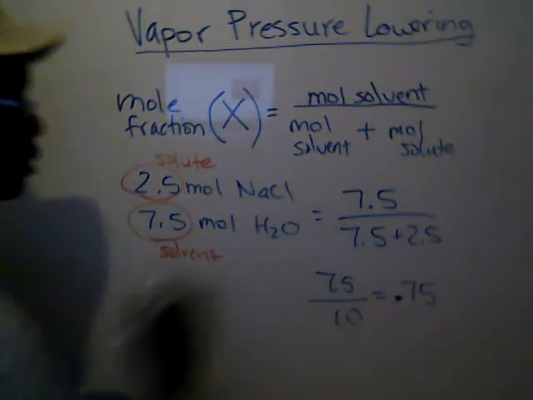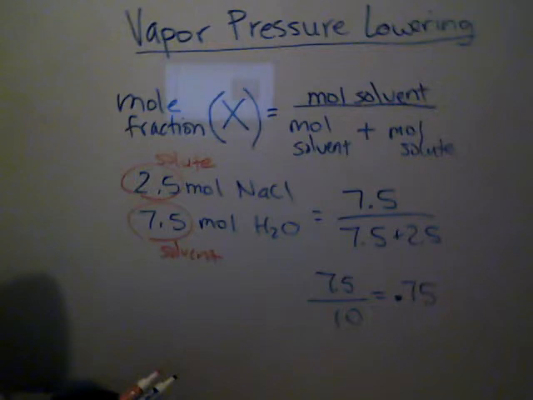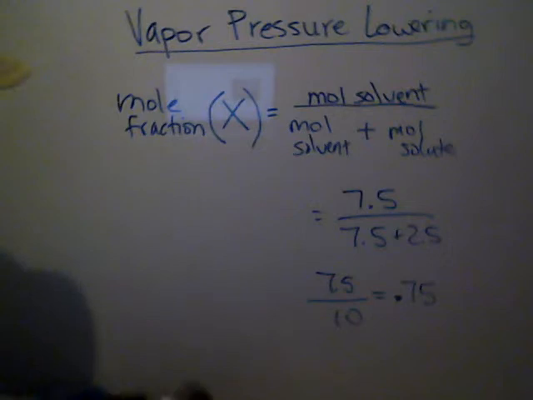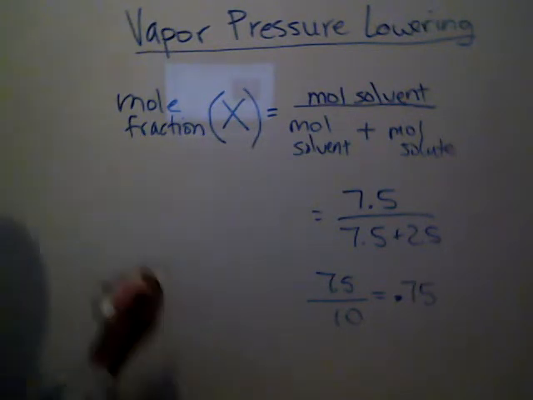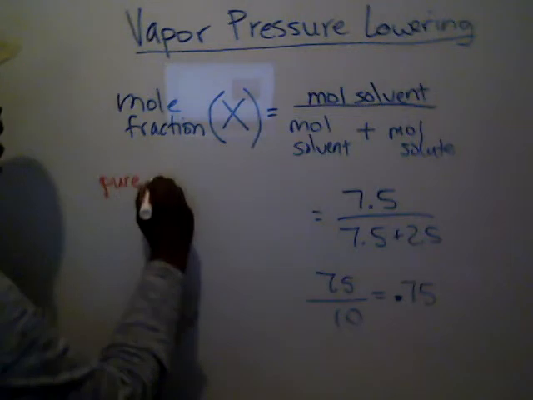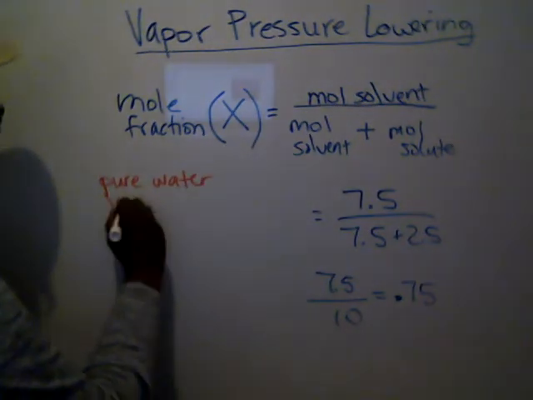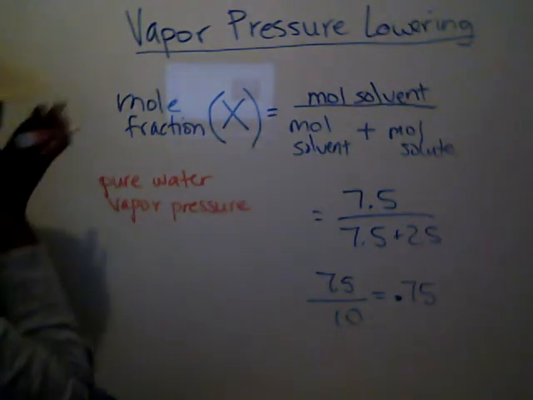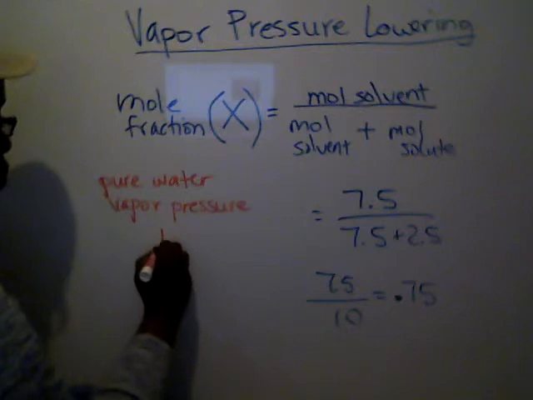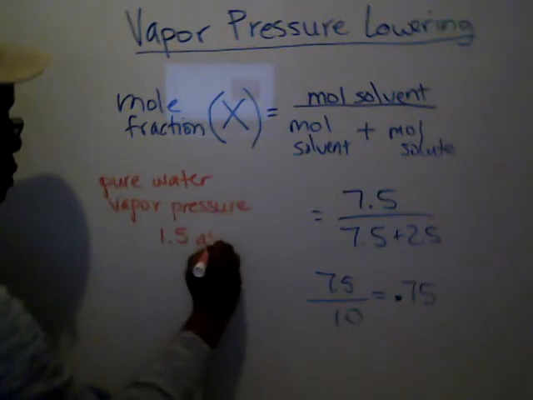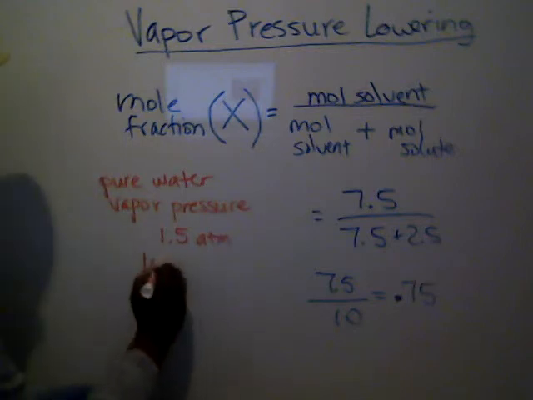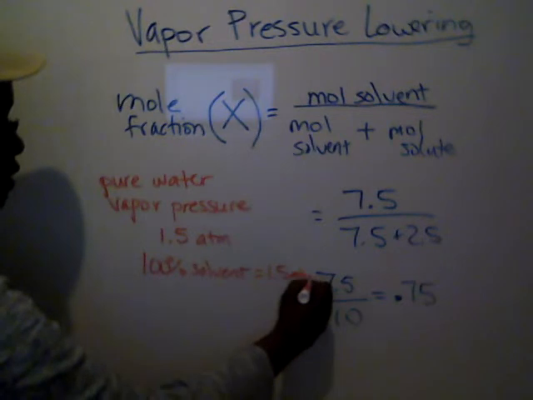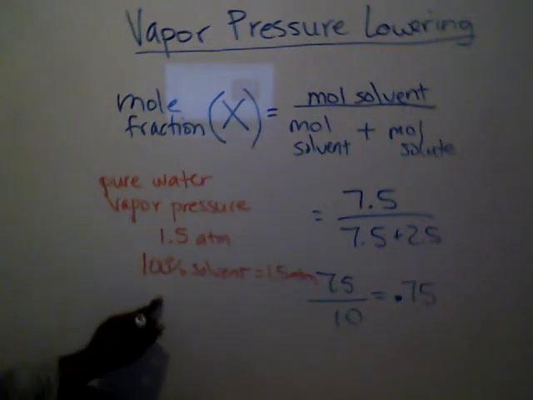So the way that we would use that number is we would then multiply it by what the vapor pressure should be. So let's look at what that would look like. I'm going to make this number up, but they should give it to you on a test or quiz. Let's say pure water, because remember water was our solvent, has a vapor pressure of, let's say, 1.5 atmospheres. Okay? So if this were 100% water or 100% solvent, we would expect the vapor pressure to be 1.5. We don't have 100%, we only have about 75%.